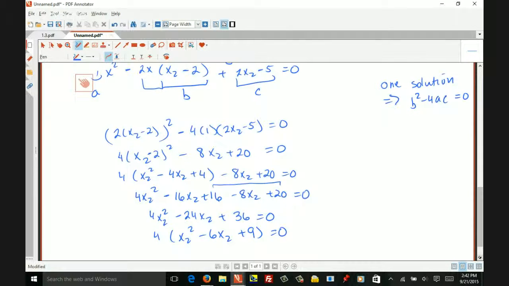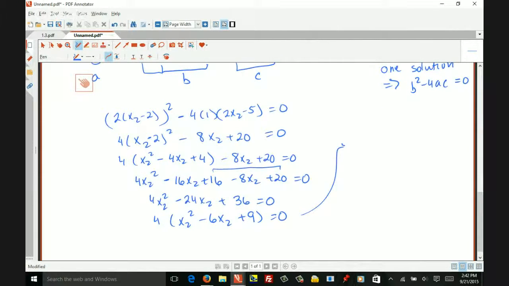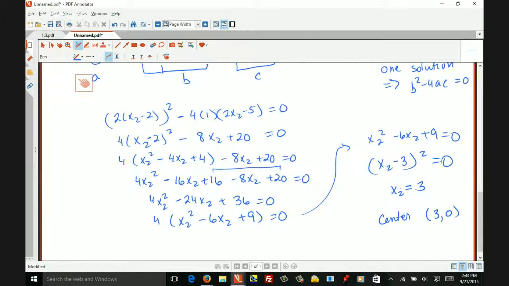So that means we're solving the equation x2 squared minus 6x2 plus 9, so it's x2 minus 3 squared equals 0. Now that's just the x2 value. So the center of our circle is going to be 3, 0. Now we found our center.